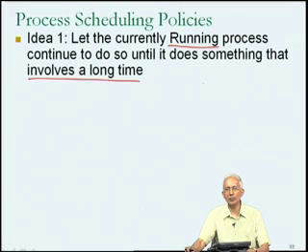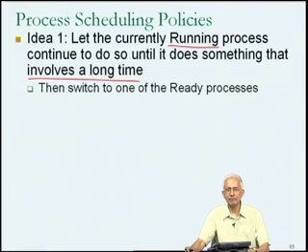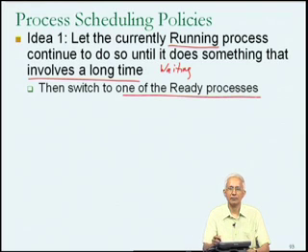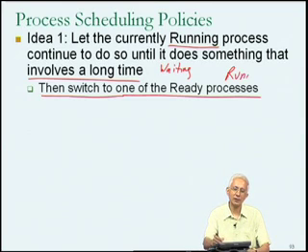Now any process scheduling policy which uses this idea, when the long event does happen, would switch the currently running process into the state waiting, as we saw, and would switch one of the ready processes. In other words, among all the processes which are ready to run on the processor, it would pick one of them and make that into the running process. So the old running process would become the waiting process, and one of the ready processes would become the new running process in the event of the long wait time.